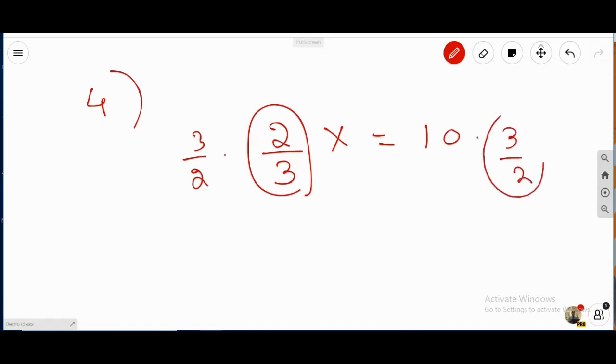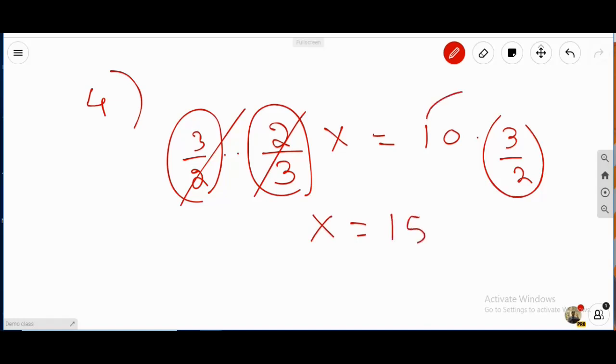Again, we are undoing the multiplication by multiplying by the reciprocal. I can also do this by dividing by 2/3, but it is easier to multiply by the reciprocal when there is a fraction. So now I've got x is equal to 15 because 10 times 3 is 30, and 30 divided by 2 is 15. So this is another problem where we have fractions in one-step equations.